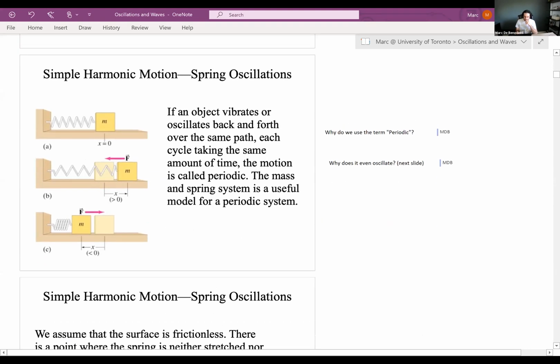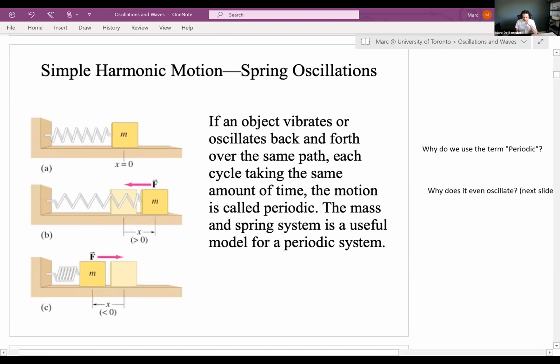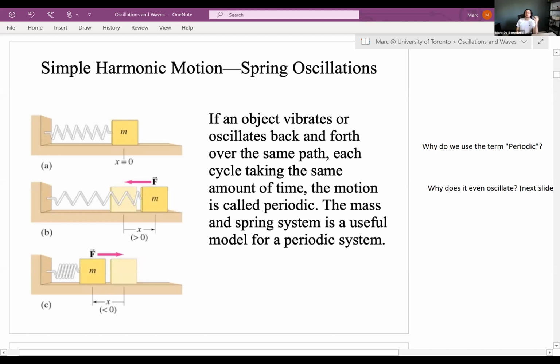Okay, so let me zoom in a little bit so you can see. Oh, that was too far. There we go. Let's start with introducing what simple harmonic motion is and why we even get oscillations. As the slide says, if an object is vibrating or oscillating back and forth over the same path, each cycle taking the same amount of time, the motion is said to be periodic.